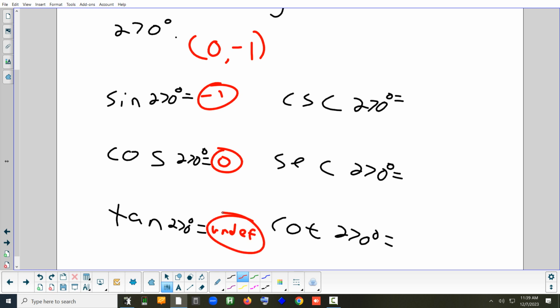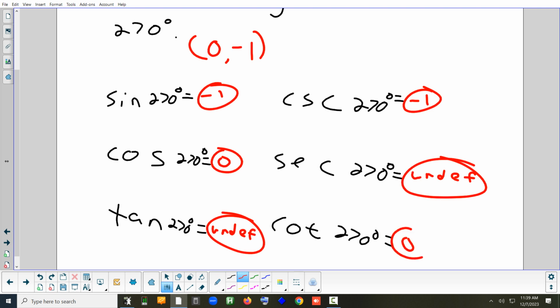How about somebody else? What's the cosecant? Negative 1 is one of 2 numbers you can flip and it stays the same. Negative 1 you flip, it still stays negative 1. How about the secant of 270? That's undefined. And what about the cotangent of 270? 0. Whenever there's an undefined term, the cotangent will be 0.